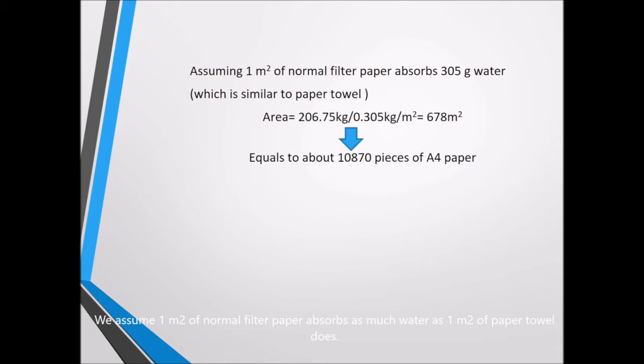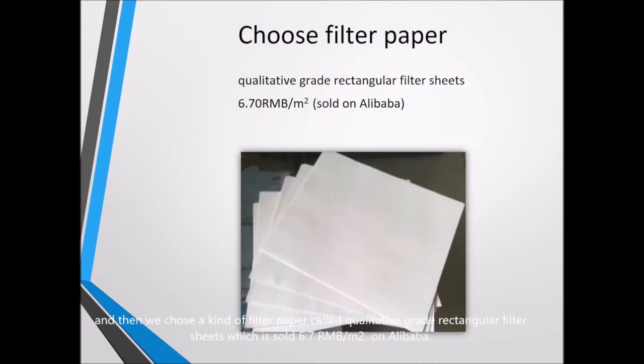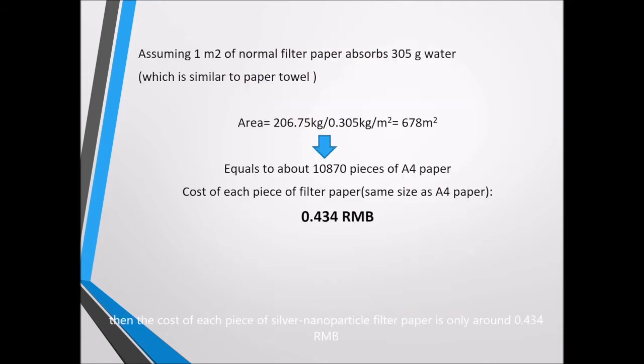The total area of filter paper is 678 square meters, which equals the area of 10,870 pieces of A4 papers. And then we chose a kind of filter paper called qualitative grade rectangular filter sheets, which is sold at 6.7 RMB per square meter on Alibaba. And the cost of each piece of silver nanoparticle filter paper is only around 0.434 RMB, which is affordable.